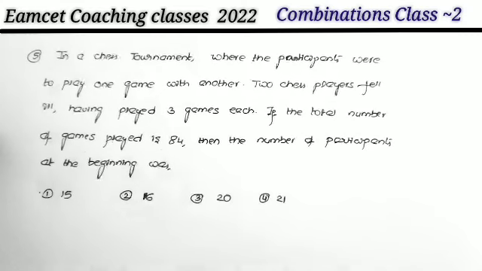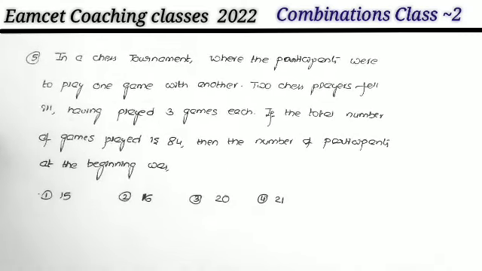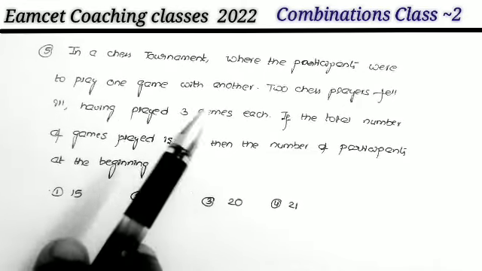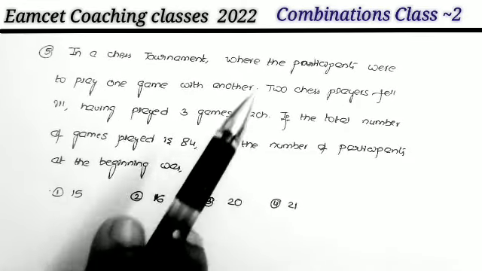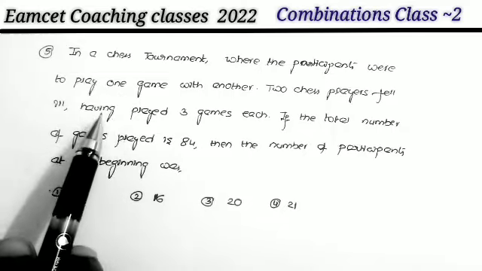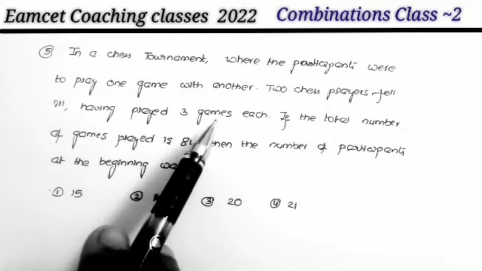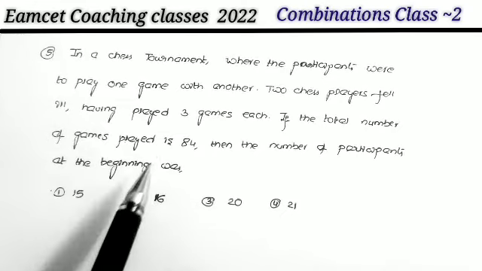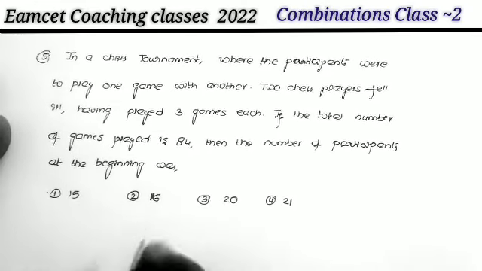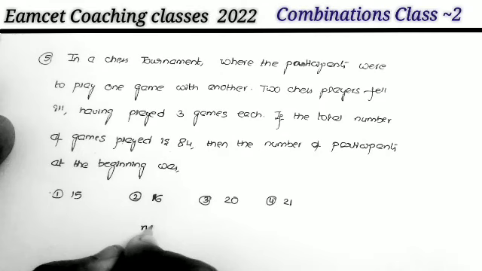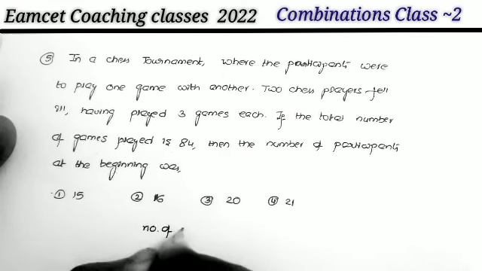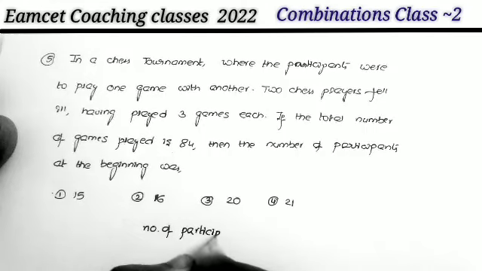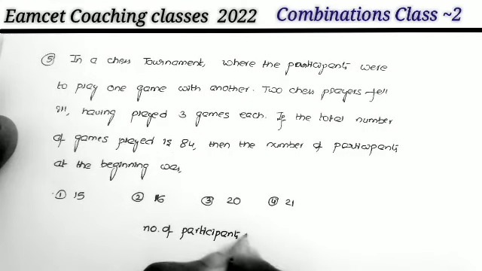In a chess tournament where the participants were to play one game with another. In the chess tournament, one person plays a game with another person. 2 chess players fell ill having played 3 games each. If the total number of games is equal to 84, then find the number of participants at the beginning. We don't know the number of participants, we have to find this value. So first I am taking that the number of participants is equal to n.